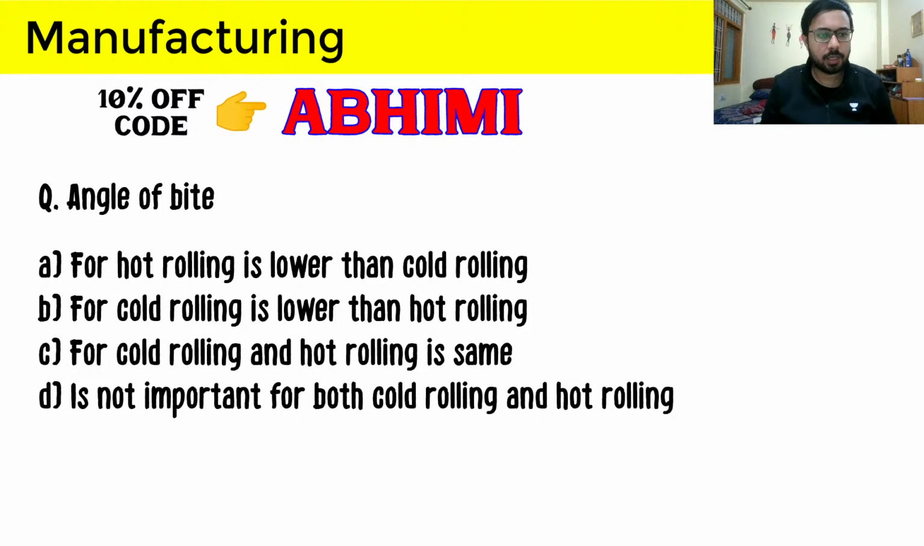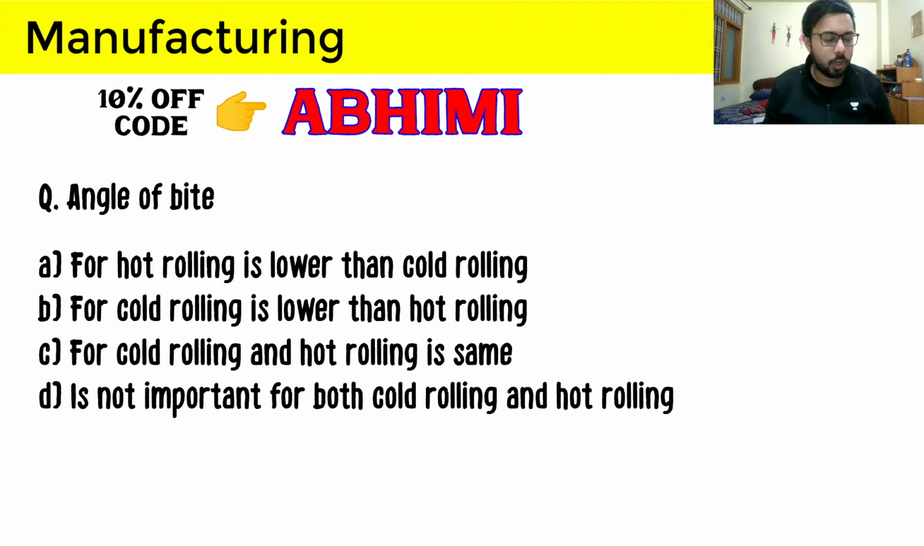So this question is asking us not what the angle of bite is, but we have to know what angle of bite is. It is asking whether, for hot rolling, the angle of bite is more than for cold rolling, or the other way around, or whether it remains constant for hot and cold rolling, or it is not important. So we have to answer this question.